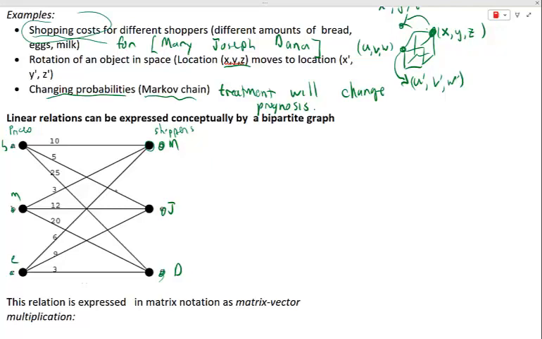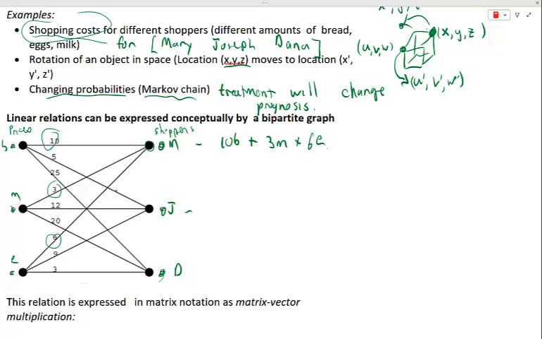All right, so you see these numbers labeling these different lines here. This 10 represents the fact that Mary buys 10 units of bread. Mary also buys 3 units of milk, and Mary buys 6 units of eggs. You see? So the number here labels the edge. So if I take Mary, she buys 10 bread. She also buys 3 milk, and she also buys 6 eggs.